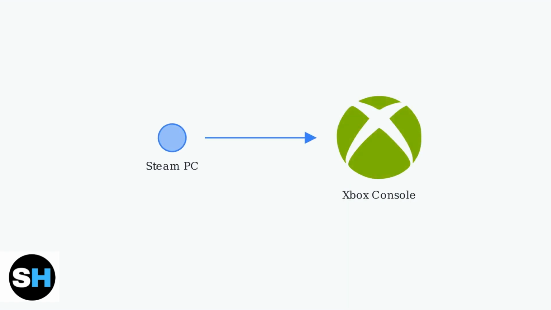Human Fall Flat supports crossplay between specific platforms, allowing players on different systems to play together. Understanding which platforms work together is essential for connecting with friends. The good news for Steam and Xbox users is that Human Fall Flat offers crossplay compatibility between these platforms. If you own the game on Steam, you can play with friends who have it on their Xbox console.